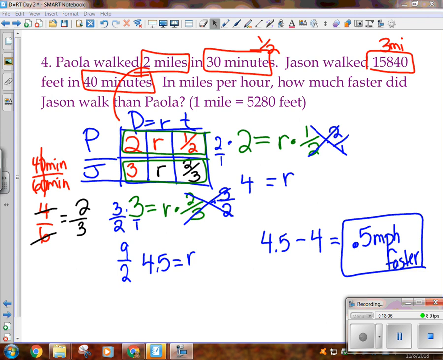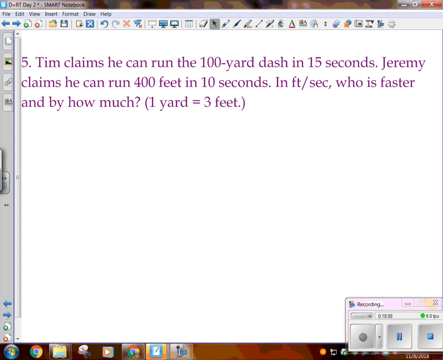All right, we're going to move on to problem number 5. Is this the same as this is? You don't have to change it. This time it says feet and seconds.